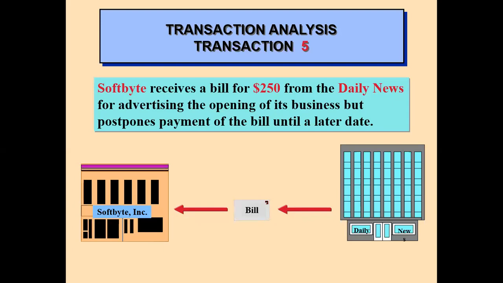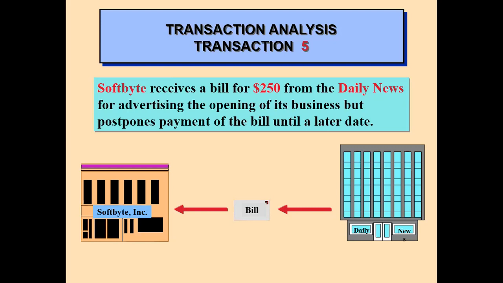Okay, next. ShopBite received a bill for 250 from the Daily News for advertising the opening of its business, but postponed payment of the bill until a later date. If you find three words in your question, bill, credit, and due, that means it is either a credit purchase or a credit sale.